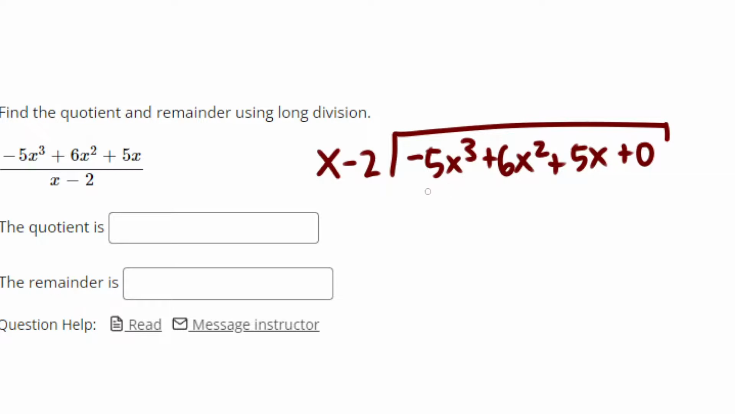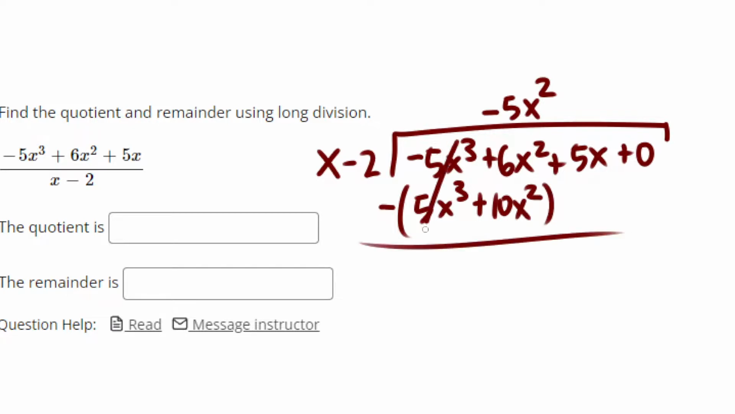So now we're going to say, what can I multiply x with that will give me negative 5x cubed? And that's going to be negative 5x squared. And that will give me negative 5x cubed minus, plus 10x squared. And these will cross out, and this will give you negative 4x squared. And then we'll bring down another slot, so plus 5x.